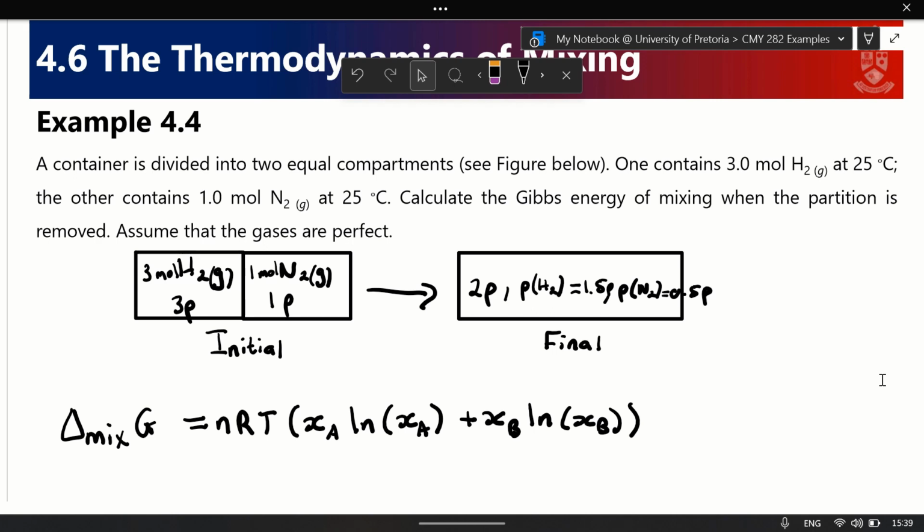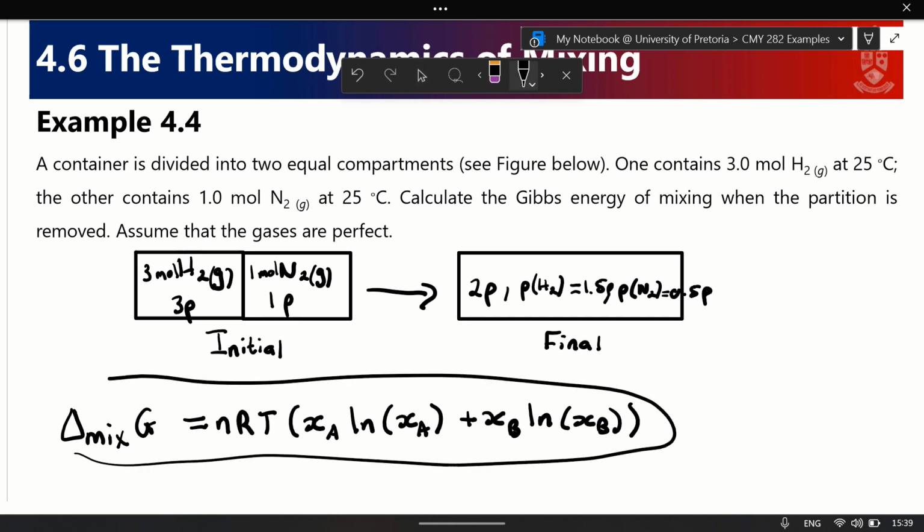So I don't necessarily have to give you the final situation. You can infer it from the initial conditions. But anyway, you might be tempted to start by calculating the Gibbs energy of mixing directly, using the equation down below here. But the problem with this equation is it assumes that the two gases are initially at the same pressure and temperature, but they are the same temperature, but they're not initially at the same pressure. Of course, the hydrogen is at a pressure of 3p and the nitrogen is at a pressure of 1p.